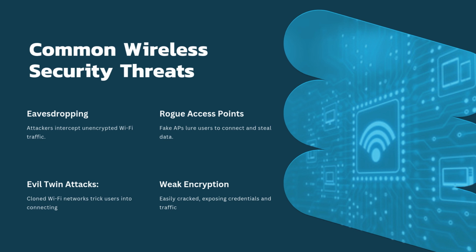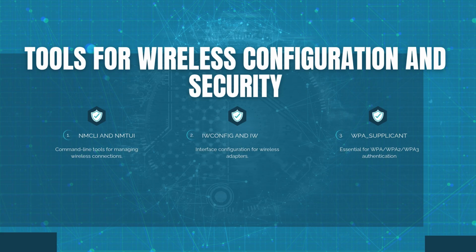To fight back, Linux users need to enforce strong encryption like WPA3, disable SSID broadcasting if possible, and regularly monitor for unauthorized devices. Adding MAC filtering, rotating credentials, and running automated scans with tools like Airgeddon can also help keep wireless networks locked down.